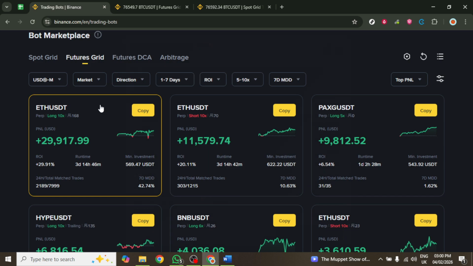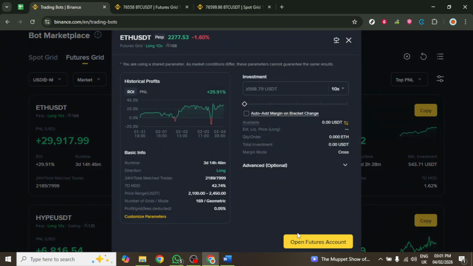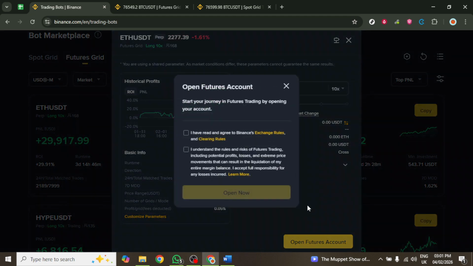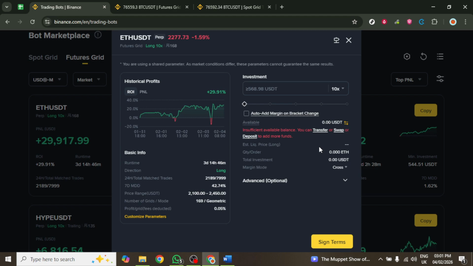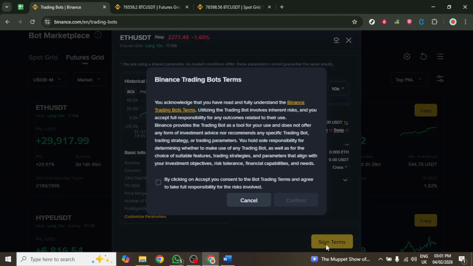Once your bot parameters are set, it is crucial to monitor the bot's performance regularly. You can track its progress from the dashboard. If market conditions shift significantly, be prepared to stop the bot to prevent potential losses. Additionally, if you notice a decline in profits, adjusting the parameters may be necessary. Regularly reviewing the trade history will provide insights into the bot's effectiveness.